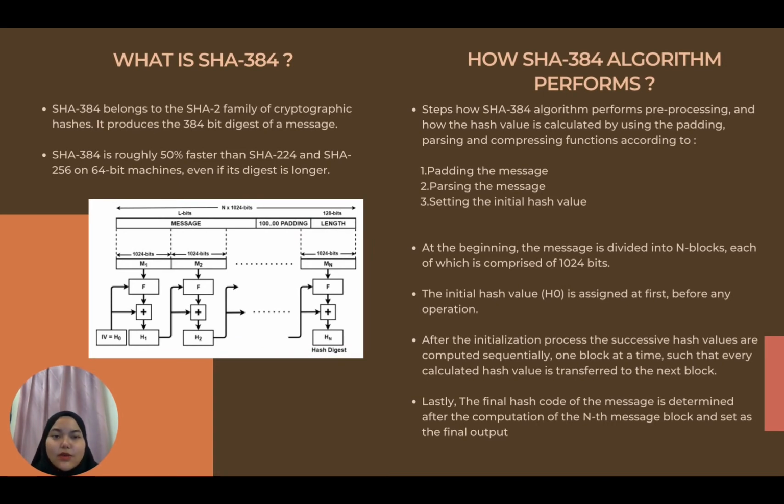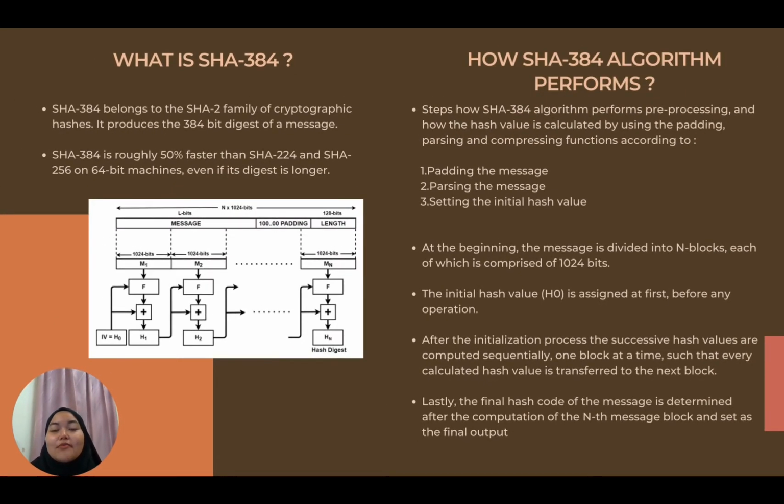Assalamualaikum and hello everyone. My name is Solehah binti Zamri. My metric number is 067786. Today, I will present about the workflow of the algorithm SHA-384. First, I will introduce what SHA-384 is. SHA-384 belongs to the SHA-2 family of cryptographic hashes. It produces a 384-bit digest of a message. SHA-384 is roughly 50% faster than SHA-224 and SHA-256 on 64-bit machines, even though its digest is longer.